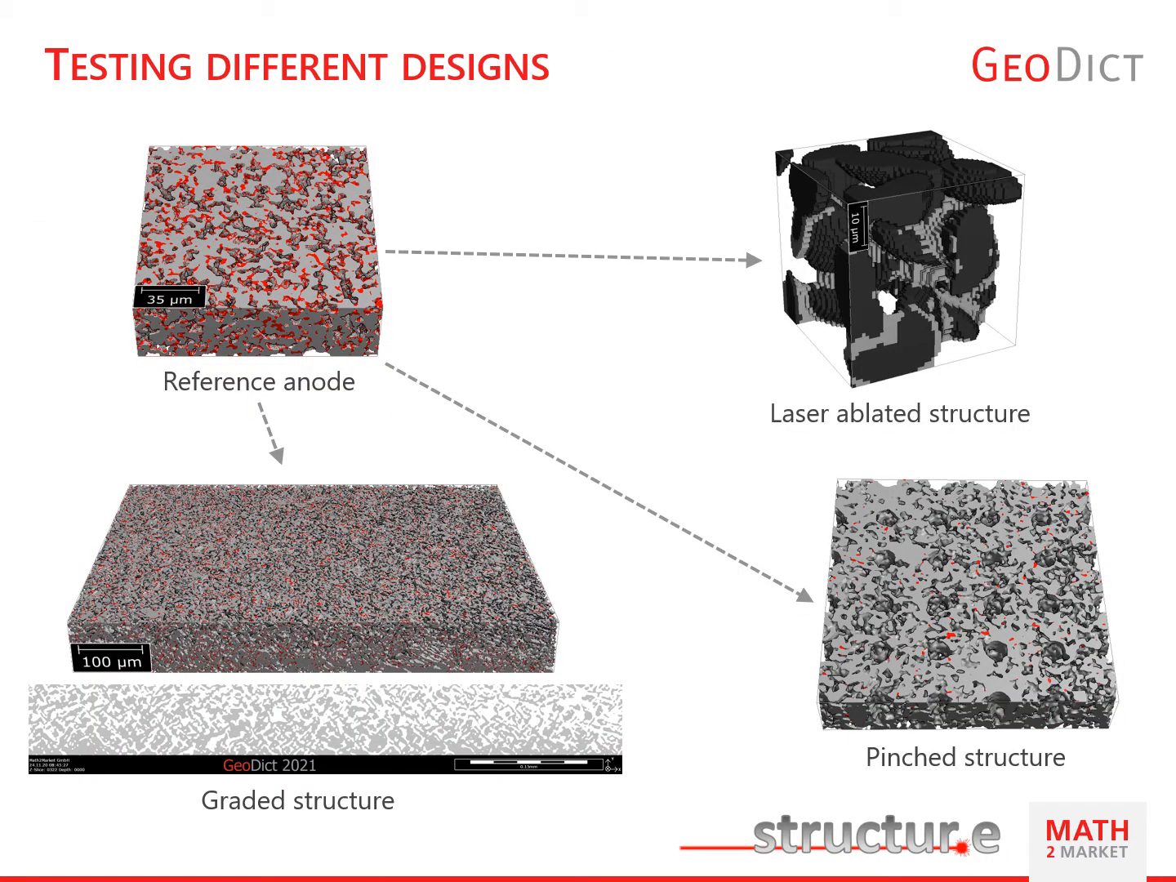Once you have a statistical digital twin of your material, you can start altering the structure to improve on the design of the microstructure. Here you can see an example from the Structure E project where we created a statistical digital twin of an anode material and then tested further designs of the microstructure.